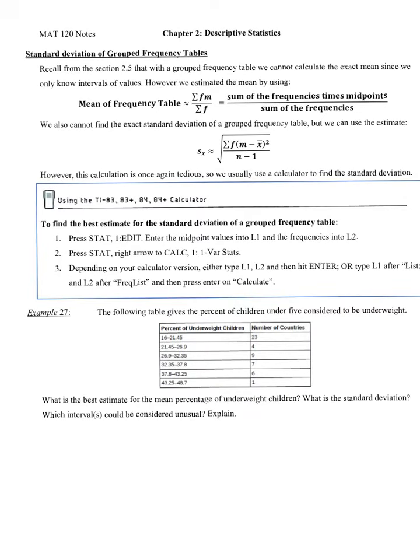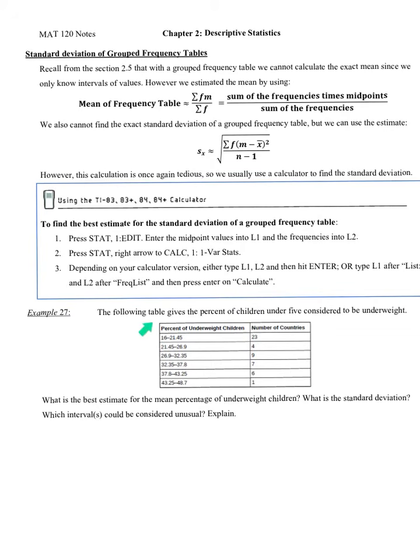Just like with the mean, when we have grouped data, we can find a grouped standard deviation as well. Below, you'll see step-by-step directions that allow you to find the standard deviation of grouped data. Below, in example 27, we are given a table that gives the percent of children under 5 considered to be underweight. What is the best estimate for the mean percentage of underweight children?